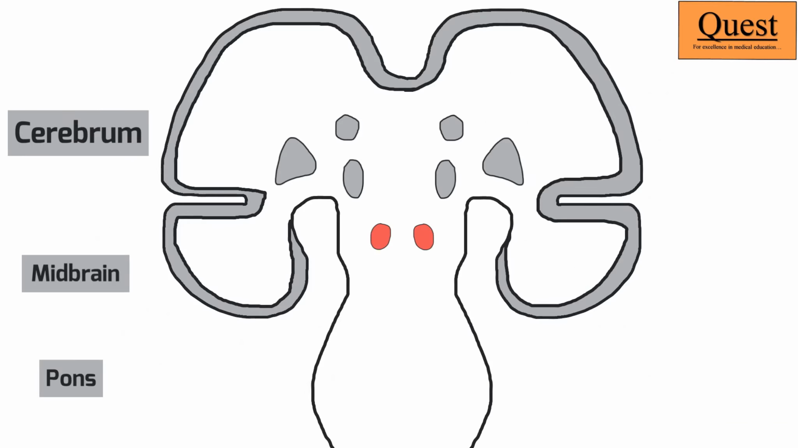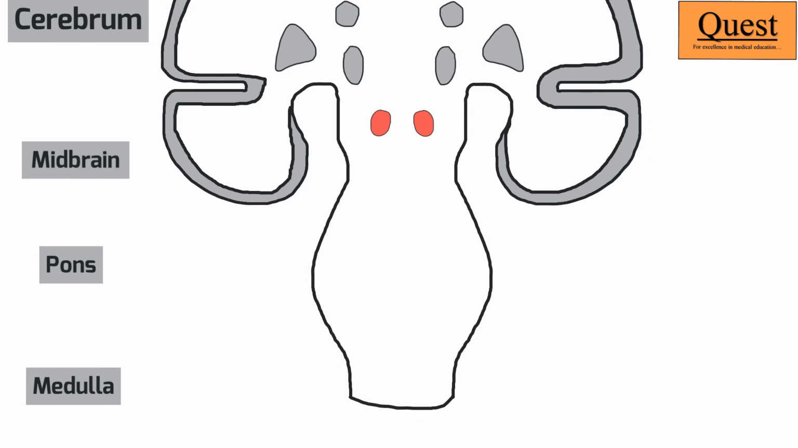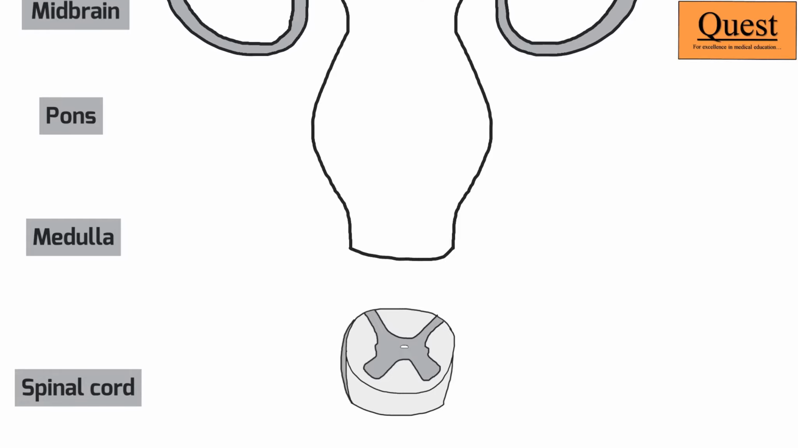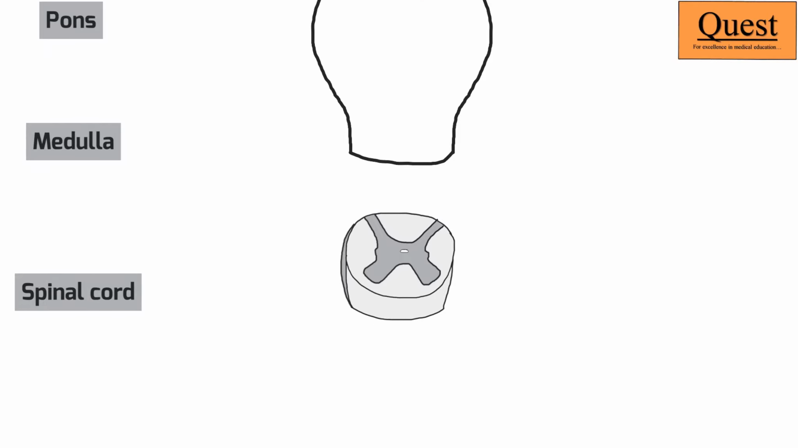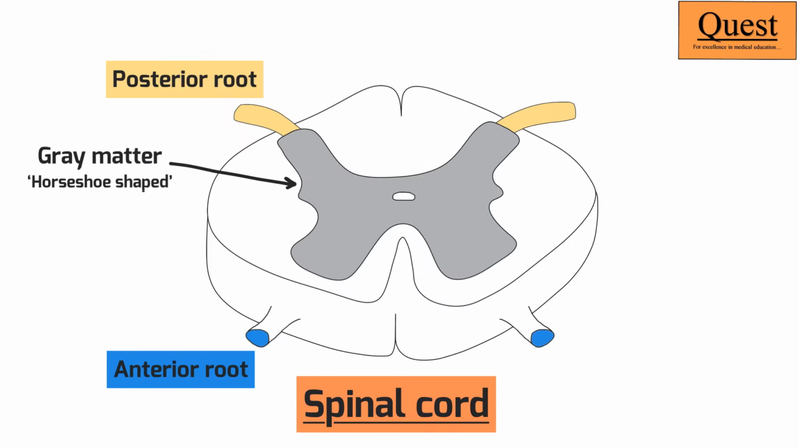These collections of gray matters within the CNS are known as nuclei. As we start moving downwards towards the spinal cord, the gray matter or the cell bodies, they start organizing in the central part of the spinal cord. They organize in a horseshoe-shaped manner. The white matter is organized in the surrounding areas. That means the white matter in the spinal cord is situated superficially.